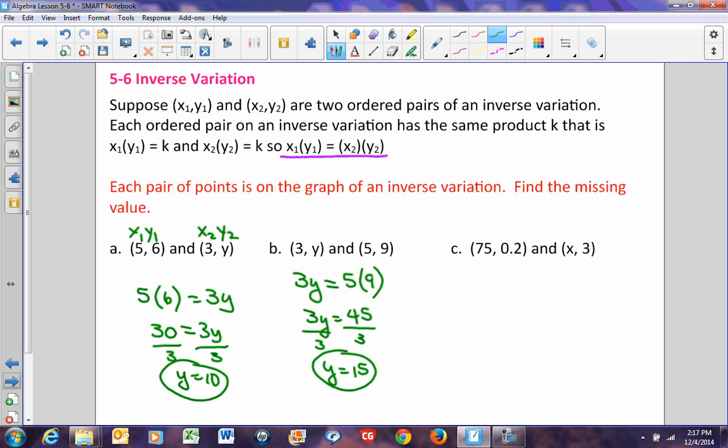Last but not least, we can do x1 y1 equals x2 y2 here. We have 75 times 0.2 equals 3 times x. 75 times 0.2 is 15. 15 equals 3x, divided by 3, and x equals 5. Actually, inverse variation is a little simpler in many ways than direct variation is.